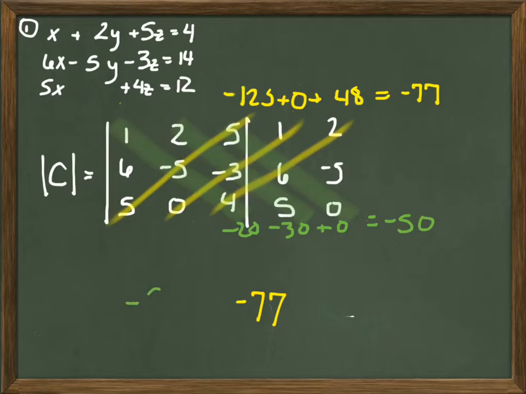So if I do downs minus my ups, I end up with a negative 50 minus a negative 77, which is going to add to be a positive 27 when I combine those. So my coefficient matrix is 27. The determinant of my coefficient matrix.